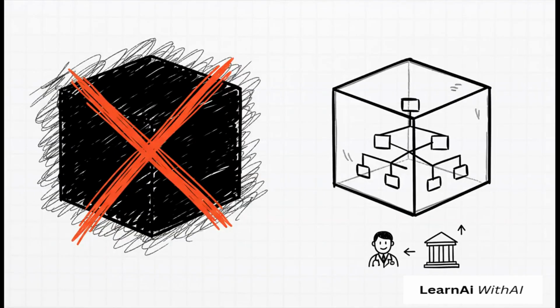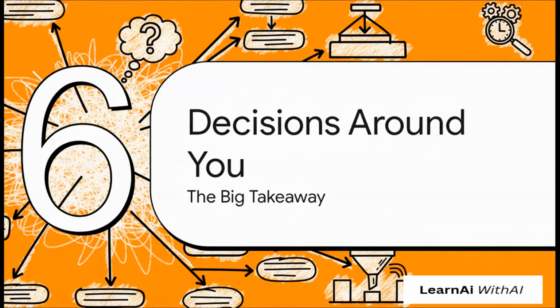And this transparency is absolutely critical in the real world. I mean, think about it. A doctor needs to know why a model is predicting a disease. A bank has to be able to explain why a loan application was denied. Decision trees give you that why right there in the open. There's no mystery.